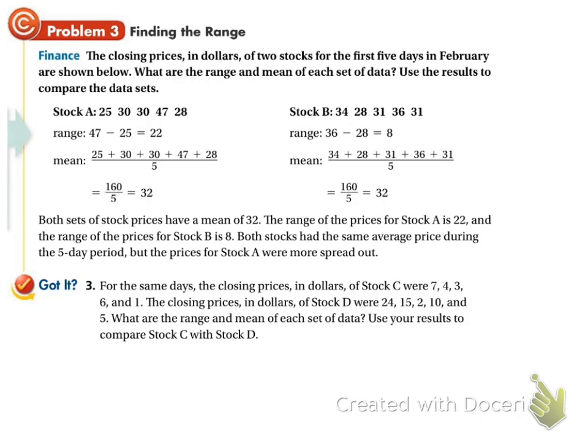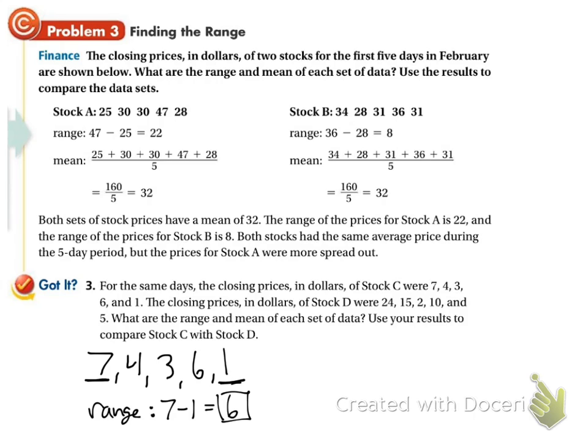So we're not going to do this whole problem here. Let's just find the range of these guys. Okay, so here's my data. I need to figure out my biggest number. Well, that's 7. And my smallest number, which is 1. So then my range is going to be the biggest number minus my smallest number, which is 6. So my range is 6, and that tells me how spread out my numbers are.